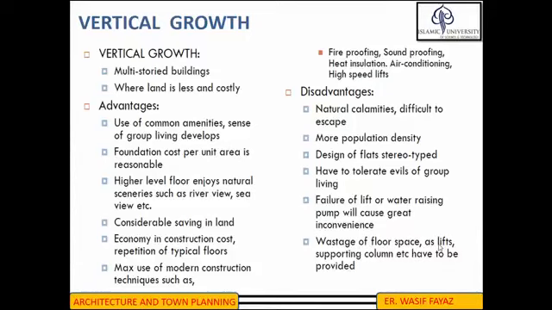Now, disadvantages of vertical growth. In case of natural calamities such as earthquakes and fire, it will be difficult for the inhabitants of the upper floors to escape with safety. The density of the population will obviously be more. The design of the flats, in fact, will be stereotyped, and there will be no scope for personal likes or dislikes.